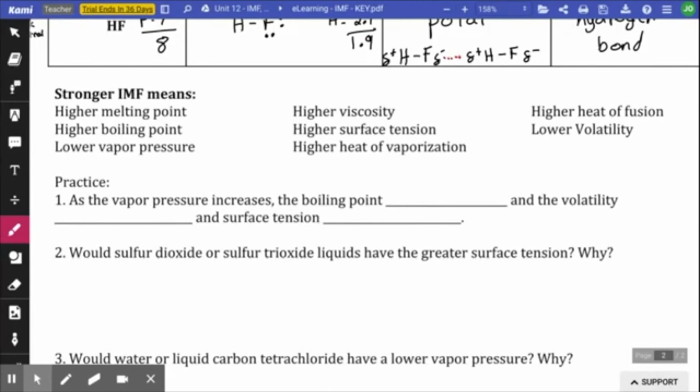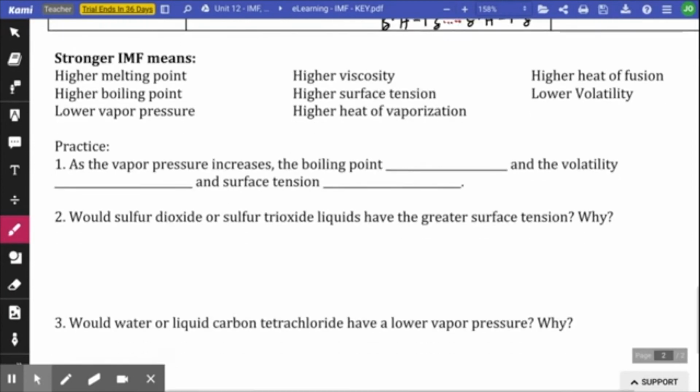A stronger IMF means you've got a higher boiling point, which means you're going to be less likely to be volatile. So if I've got a high vapor pressure, your boiling point is going to decrease, and the volatility is going to increase, which means your surface tension is going to decrease. Okay.